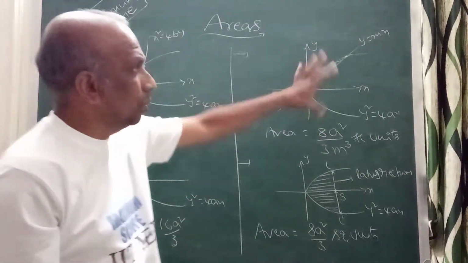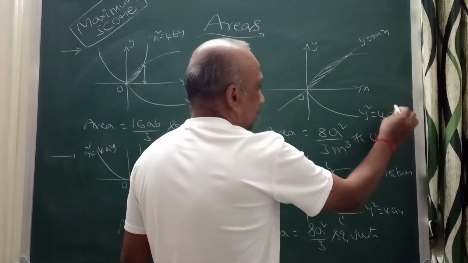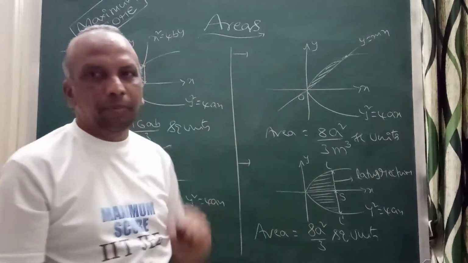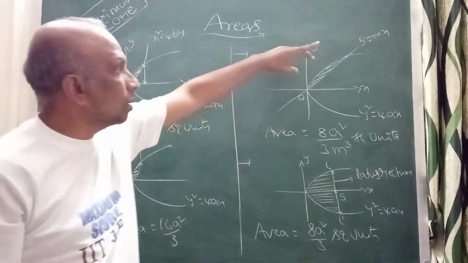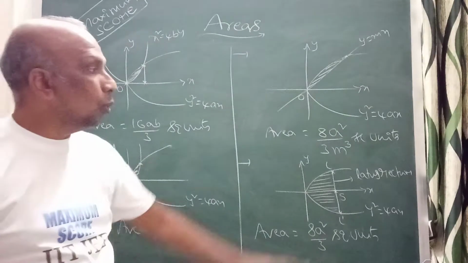Now, coming to here. Suppose the given parabola is y square equal to 4ax, the standard one. A line y equal to mx cuts this parabola. Then the required area equals 8a square by 3m cube. What is m?